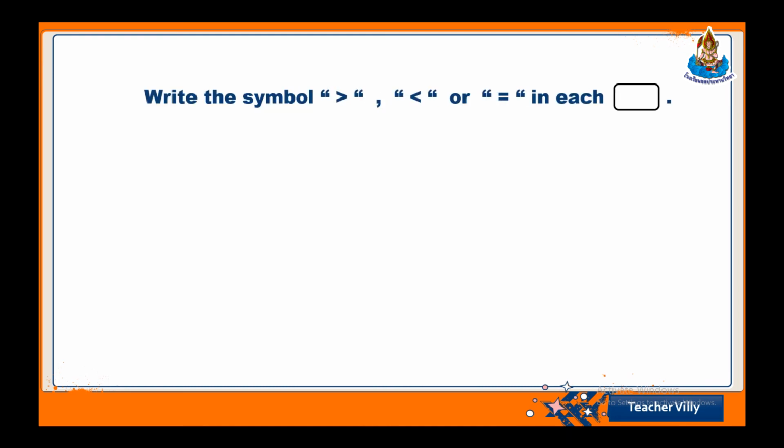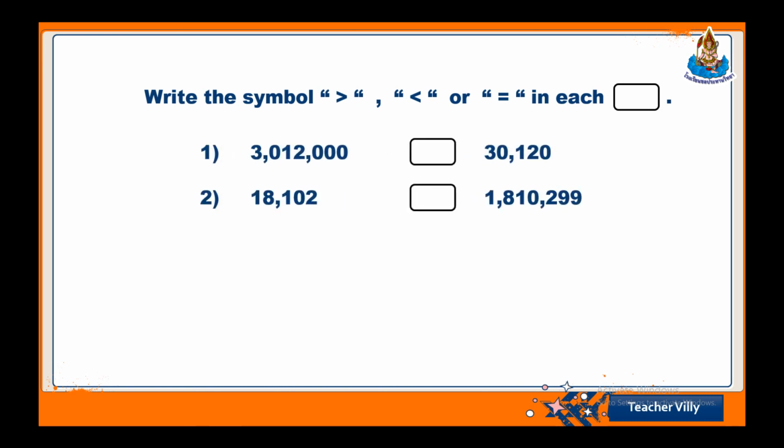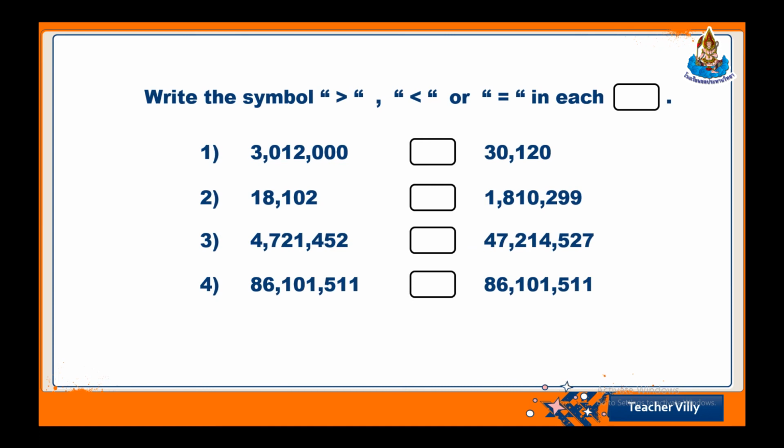Okay, so try this activity. Write the symbol greater than, less than, or equal to in its box. Number 1, number 2, number 3, number 4, and number 5. Write your answer in your notebook. I'll give you 30 seconds. Timer starts now.